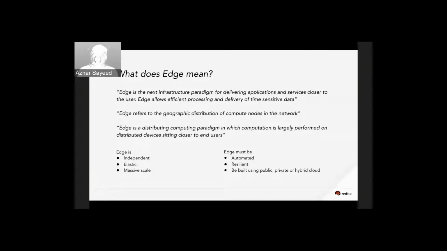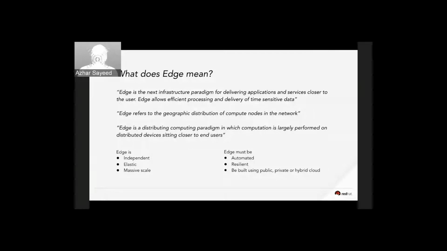People have used other definitions as well, such as some geographic distribution of compute nodes, or distributed computing paradigms, largely performed in distributed devices, etc. But Edge is independent, Edge is elastic, Edge is massive scale. Edge must be automated to meet that scale characteristic and those requirements and resilience, and be built using public, private, or hybrid footprints with respect to cloud.